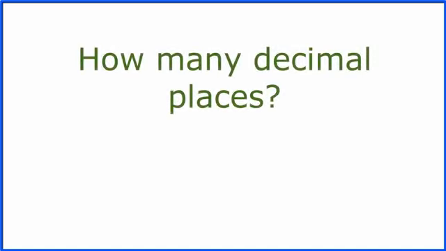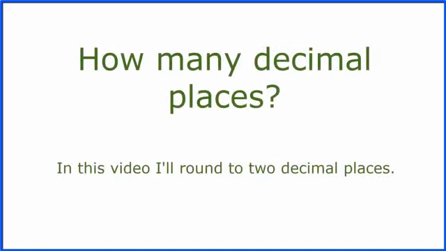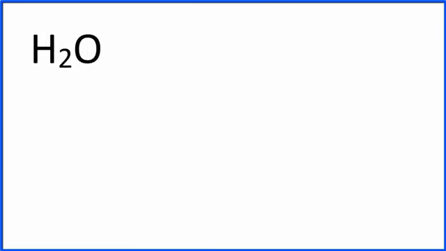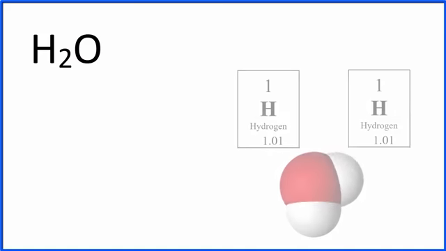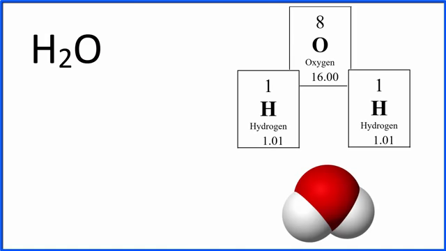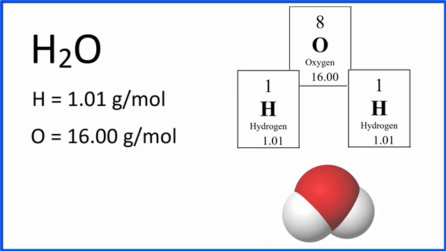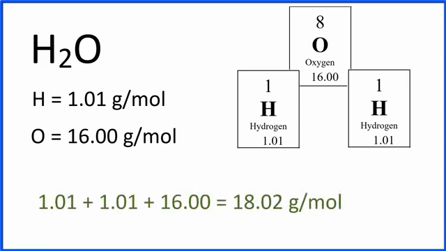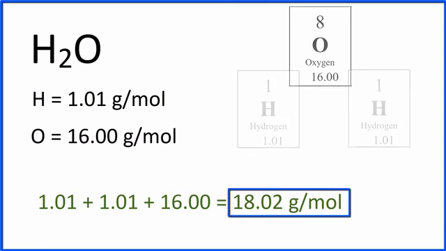You may have noticed that in the previous example, I rounded to 2 decimal places. Make sure you know what your teacher requires. Let's do an example, H2O. You can think of H2O as being made up of 2 hydrogen atoms and 1 oxygen atom. So we can go to the periodic table, find the atomic mass for hydrogen, and then for oxygen, and then we'll add the 2 hydrogens plus 1 oxygen to find the molar mass for H2O.